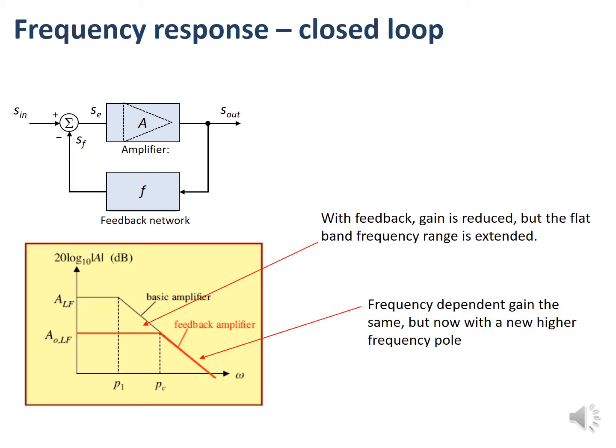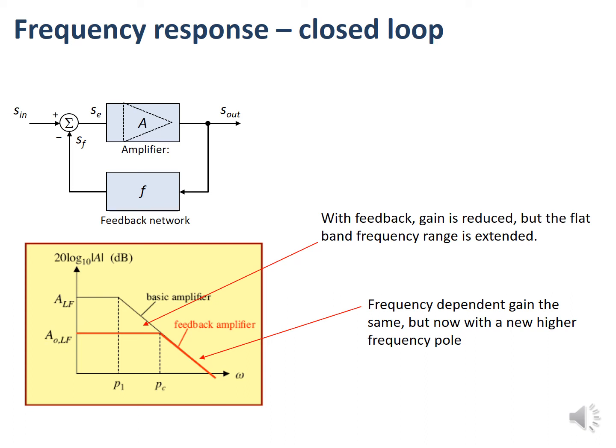When I then include the feedback network, F, my gain in general will be reduced. If I look at the diagram highlighted at the bottom, ALF is the gain from the basic amplifier, the one that we saw on the previous slide. Now that I've got my feedback in, I'm going to be operating on the red line, so my gain is going to come down, and the point at which it changes is going to be slightly to the right. So my pole is now moved slightly to the right.